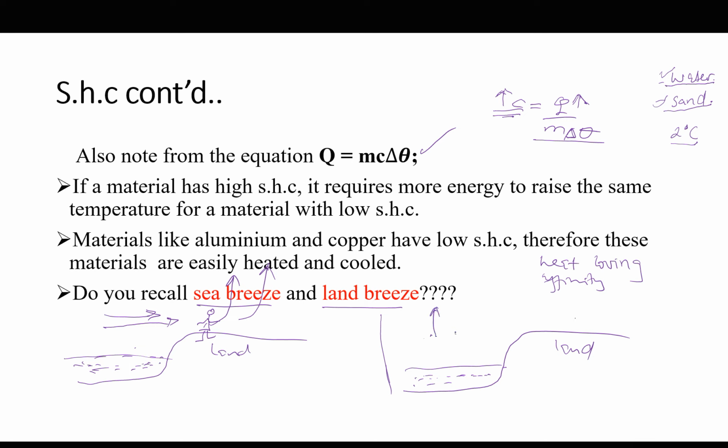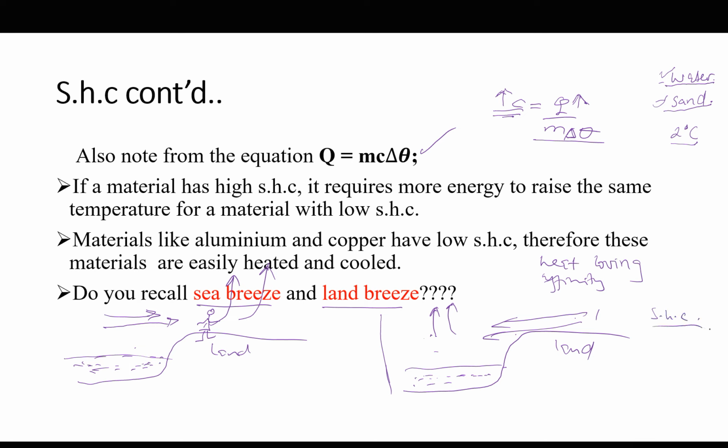Warm air which is above the sea rises, giving room for cool air which is on the land to blow towards the sea. So even when you are above the water during the night, you still feel a cool breeze blowing from the land towards the water. This is what we call a land breeze. So this is from the land to the water, the ocean, that is the land breeze, and this is from the water to the land, that is a sea breeze. So all these rely on the specific heat capacity.